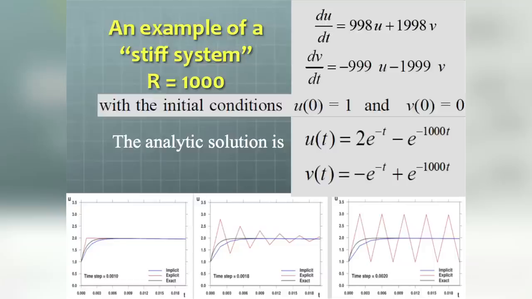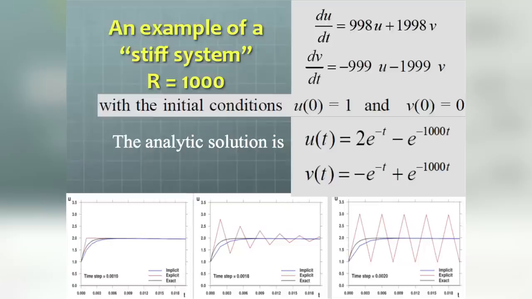And in black, essentially, you have the exact solution. We start with the value of 1 for U and 0 for V. We show here U, and this should be the solution. Now, we can solve it by a numerical technique. I show you here, for example, an explicit and an implicit one, which I will define in a second.